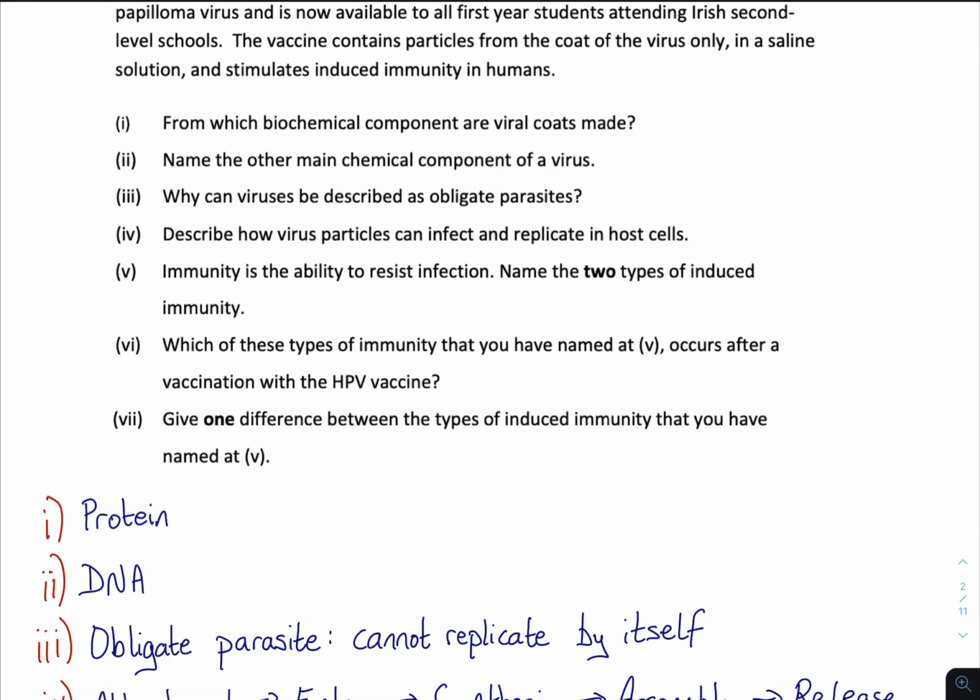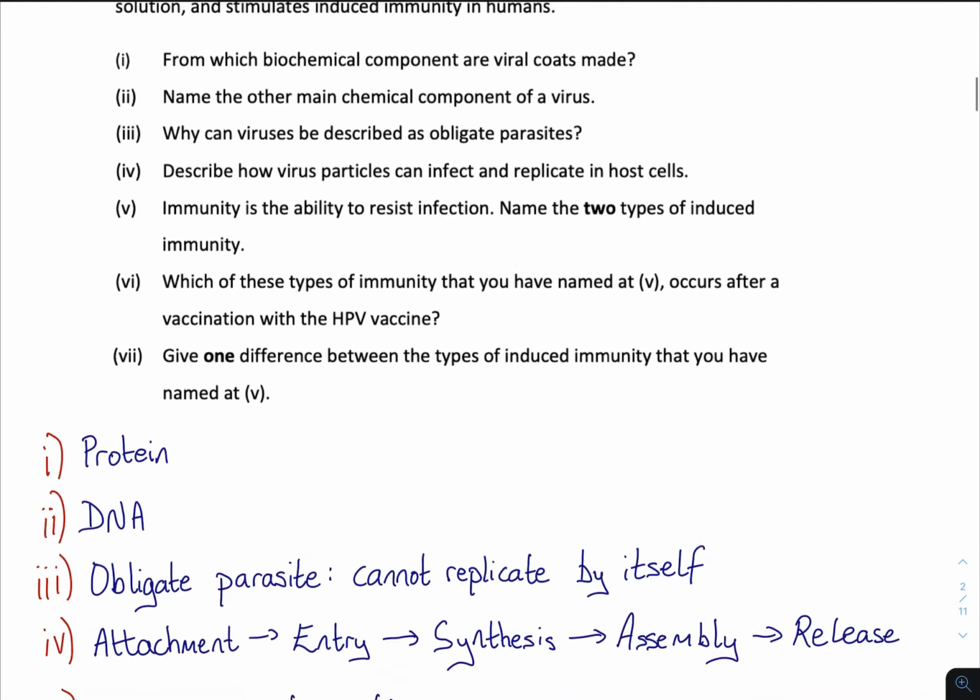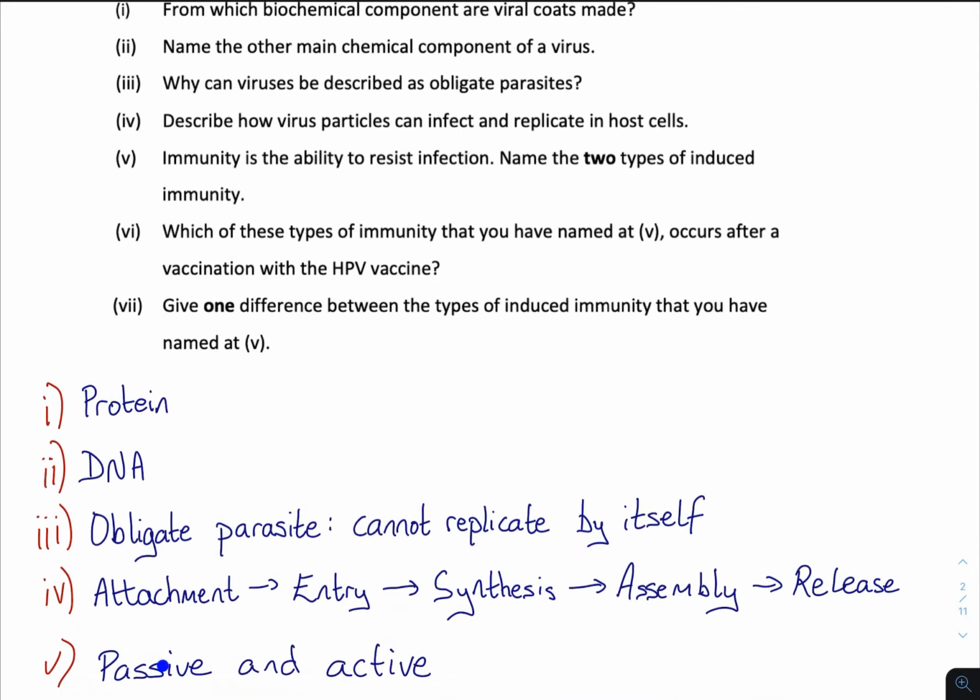Now, what's happening now is parts V to VII are going to be more in tune with the human defense system. So V, immunity is the ability to resist infection. Name the 2 types of induced immunity. Well, we have passive and we have active. So they are our 2 types.